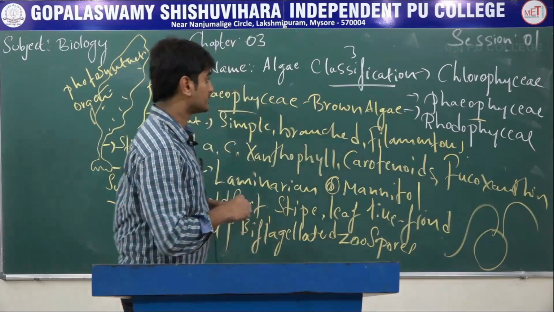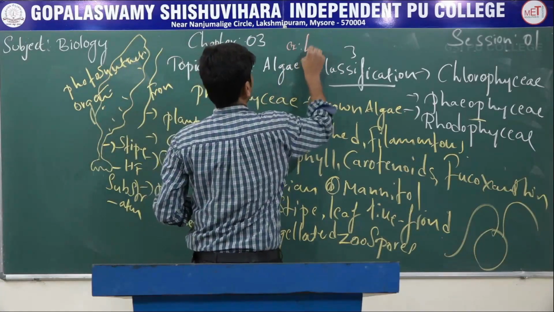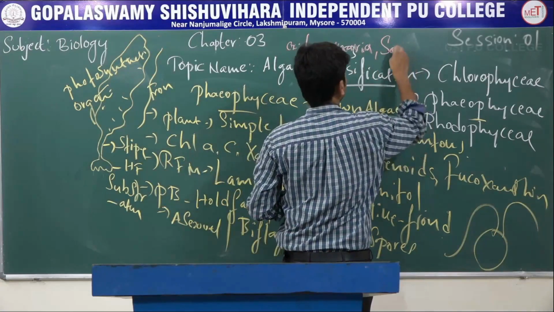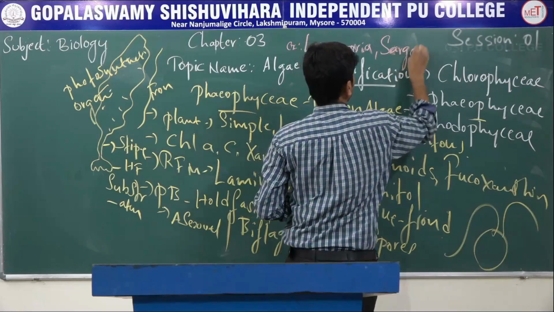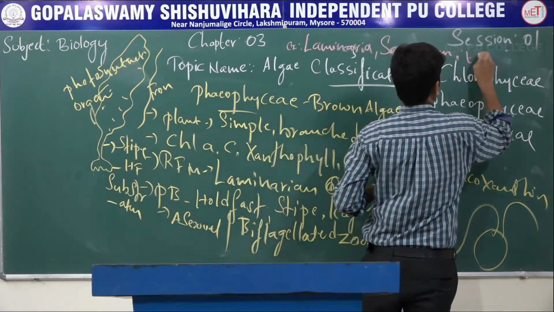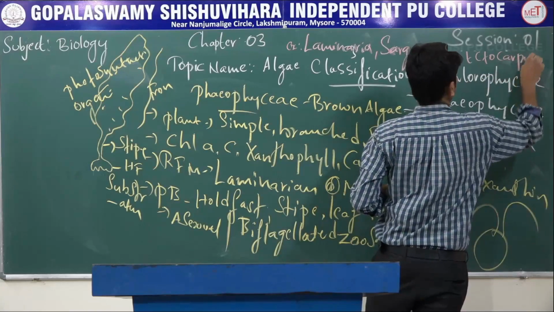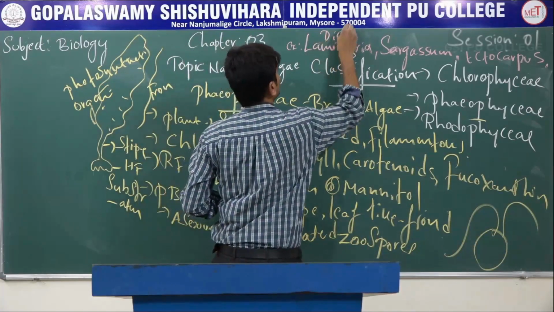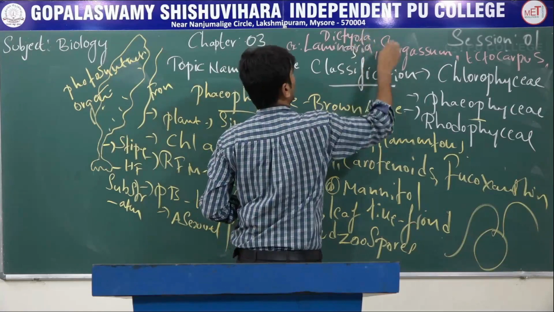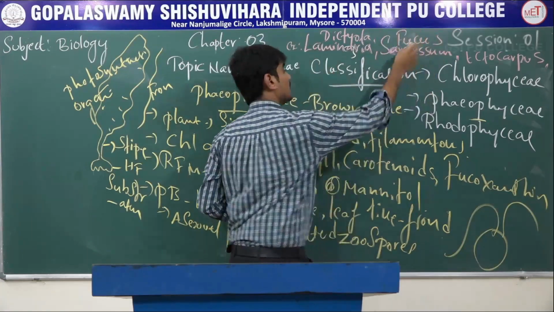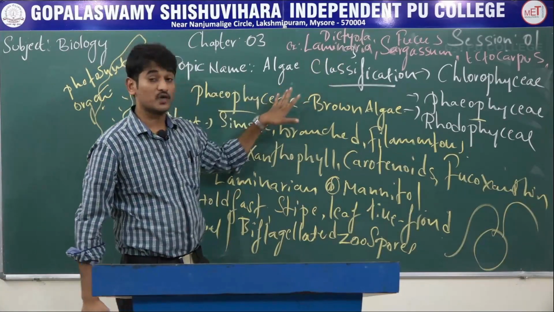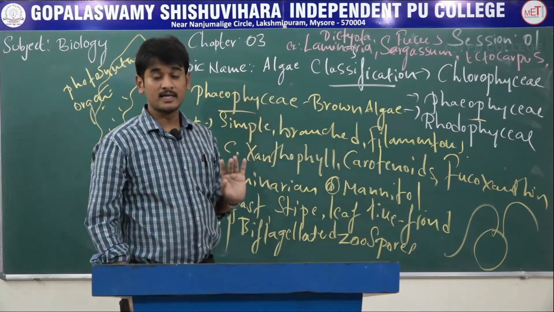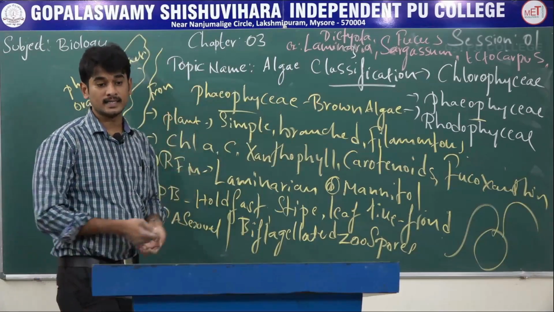Examples of Phaeophyceae: Laminaria, Sargassum, Ectocarpus, Dictyota and Fucus. These are all examples of Phaeophycean algae. So this is all about Phaeophyceae.